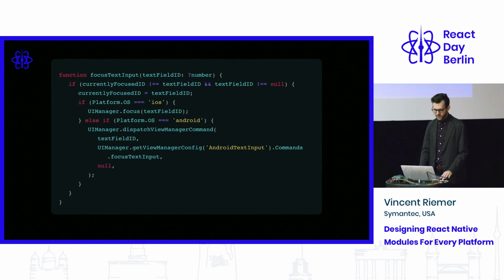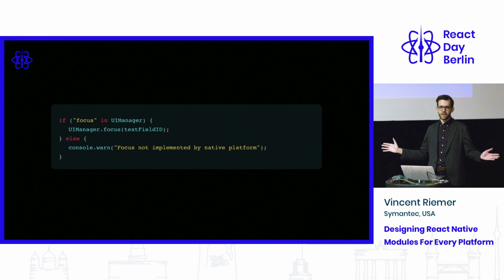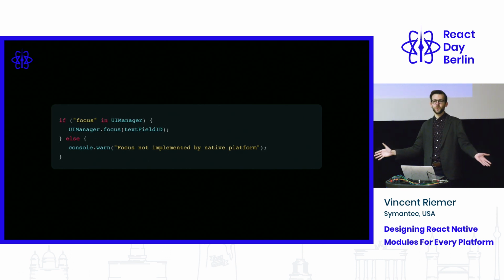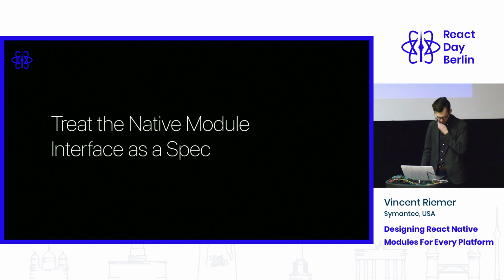And this could all be extremely simplified down to just, let's say the API on the UI manager is focus. And it's up to the native platform to implement that interface. It's not a question of the JavaScript needing to manage which platform we're currently on and call the right API per platform. Just have a contract and implement against that.